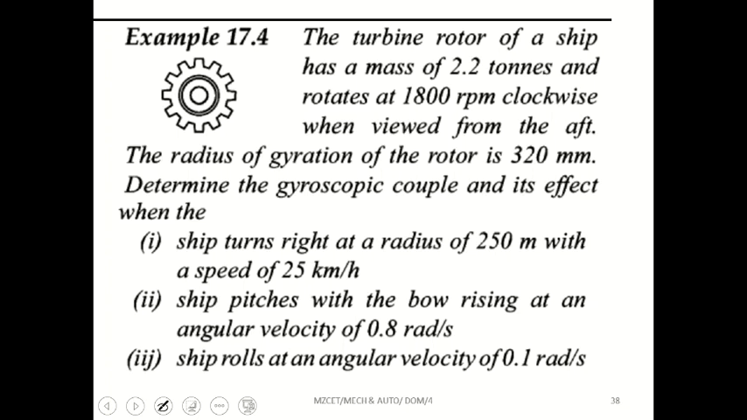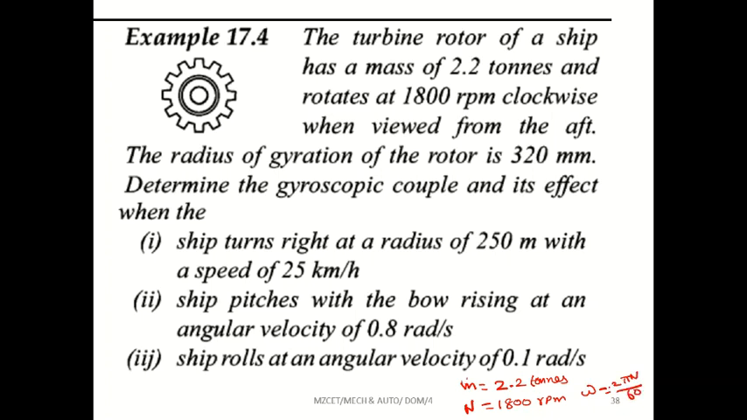The turbine rotor of a ship has a mass of 2.2 tons. So here they are given the mass value, 2.2 tons. Then they are telling that it rotates at 1800 rpm clockwise. This is the speed of the propeller. Using this we can find out the omega value, 2 pi N by 60.